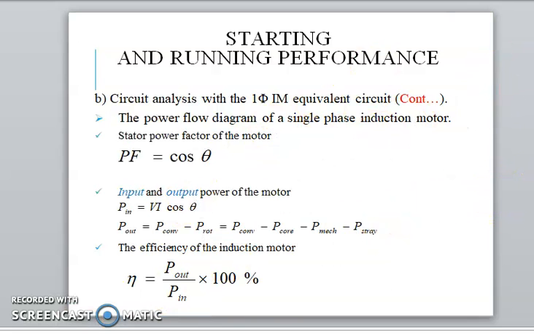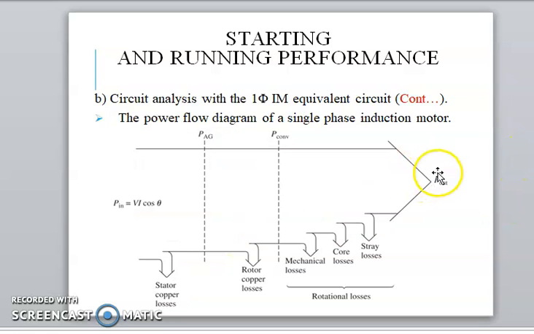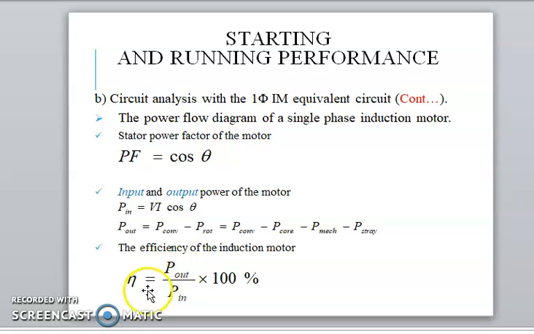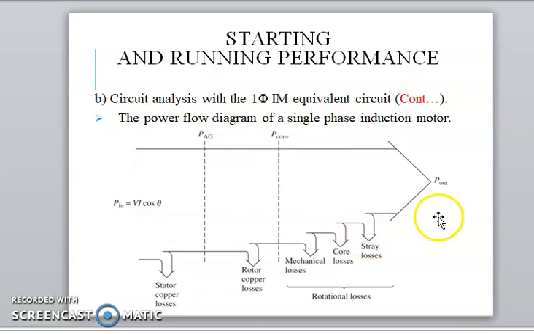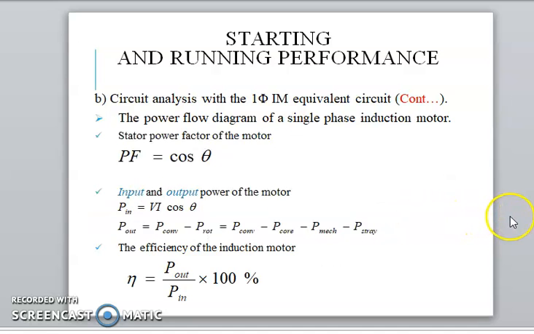Or we can take P out as equal to the converted power from the system minus all the losses: stray loss, core loss, mechanical loss, or the rotational loss. So we have the P out. And the efficiency of the motor is equal to P out divided by P in times 100%, that is, whatever we have at the output divided by the input power, times 100%.